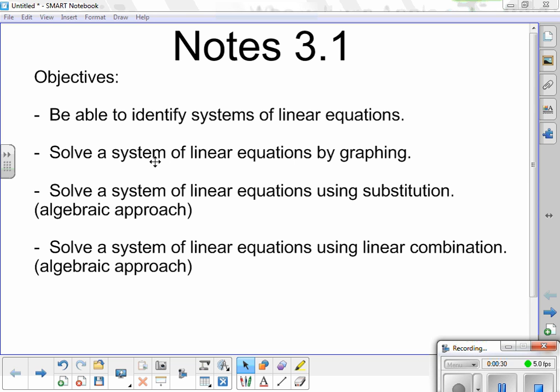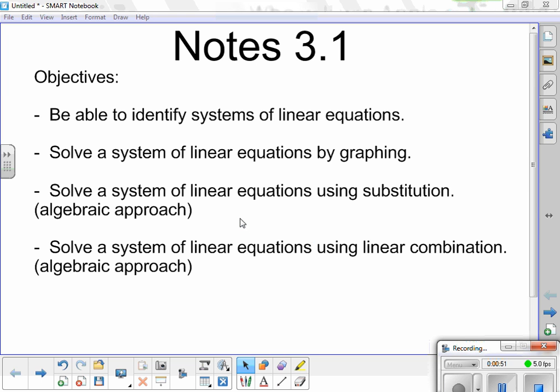Next, we're going to solve systems three different ways. The first way is by graphing. It's just like it sounds: you're going to graph it to find your solutions. The next two are algebraic approaches. The first one is called substitution. The other one is called linear combination, also known as elimination.